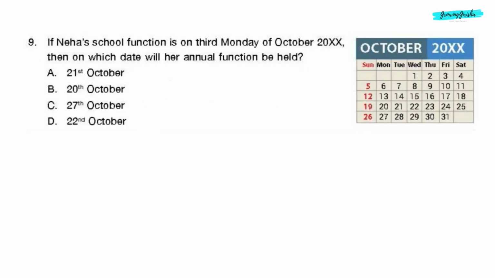Question 9. If Neha's school function is on 3rd Monday of October 20XX, then on which date will her annual function be held? Her annual function is on 3rd Monday of October 20XX. So, if you see the calendar, 6th is the first Monday, 13th is the second Monday and 20th is the third Monday. So, her function will be on 20th October. Correct answer will be option B.